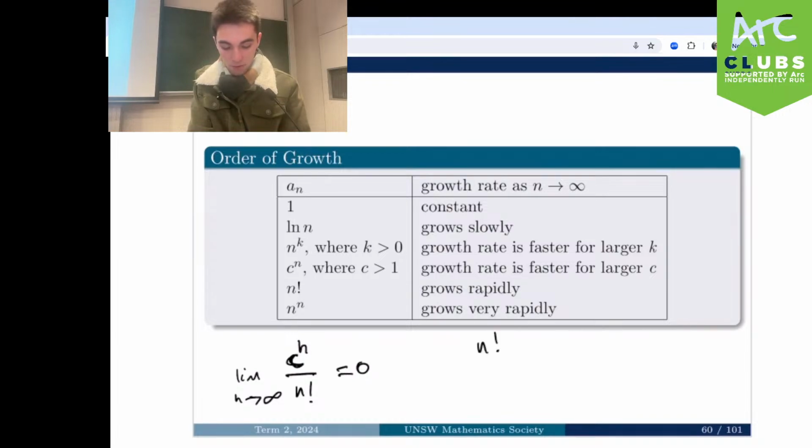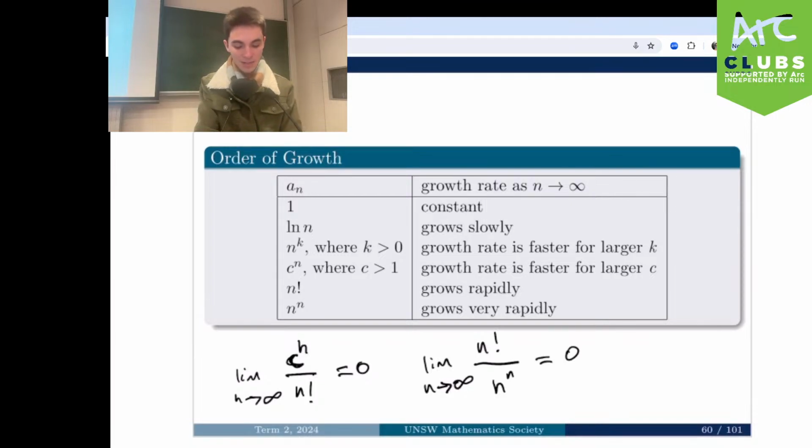And moreover, if you had the factorial on the top and this double exponent at the bottom, then as you pushed n to infinity here, that would also go to 0, because n to the n would start growing much quicker as n becomes very large.